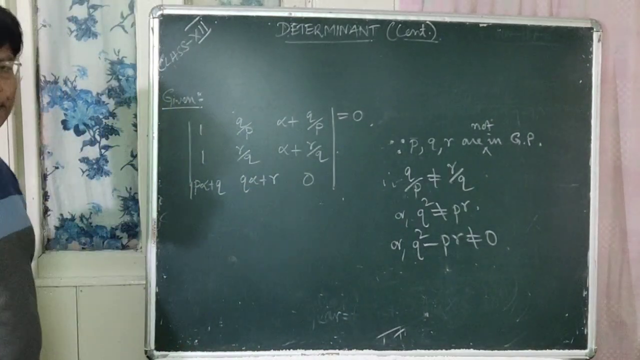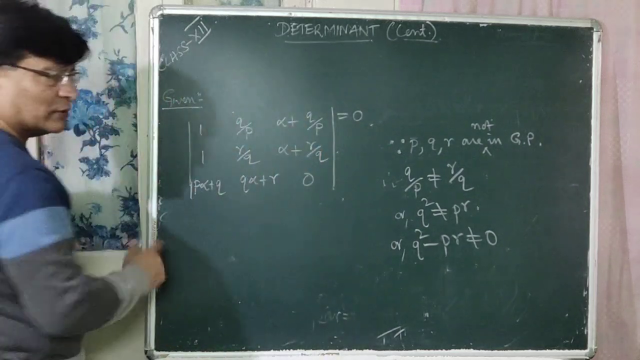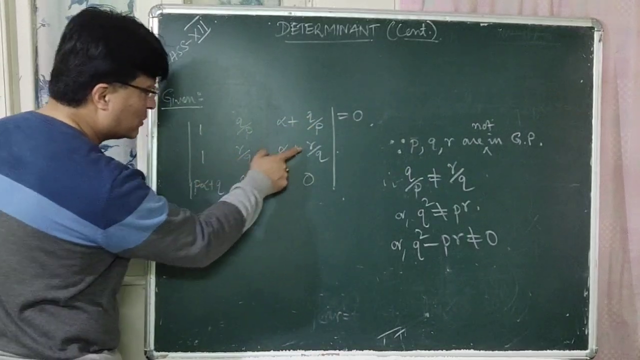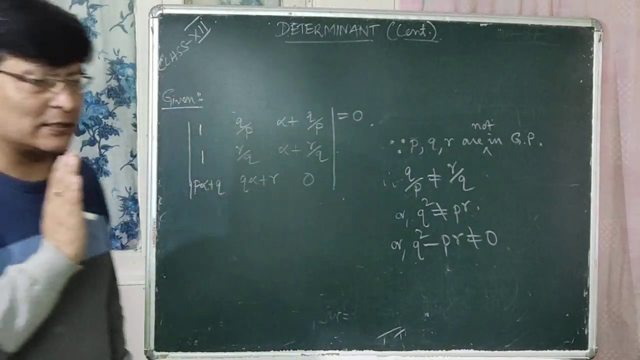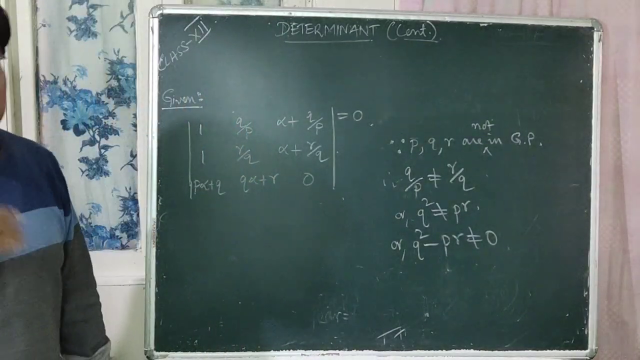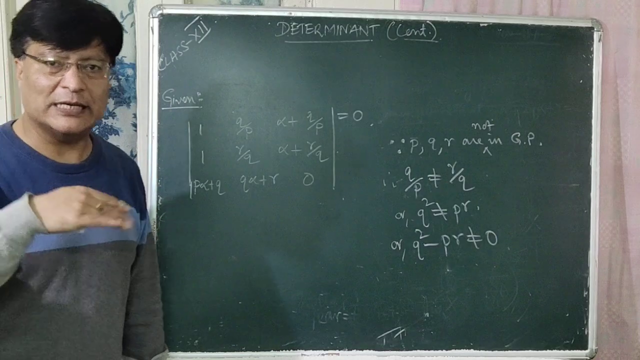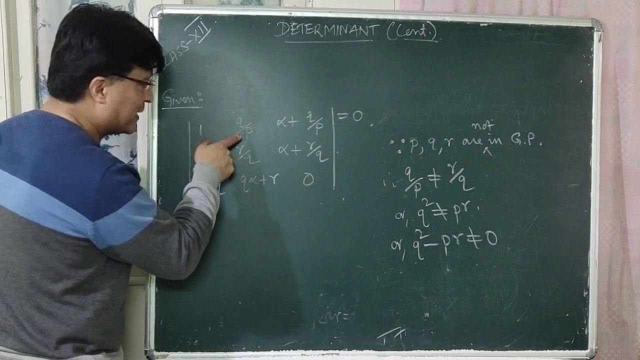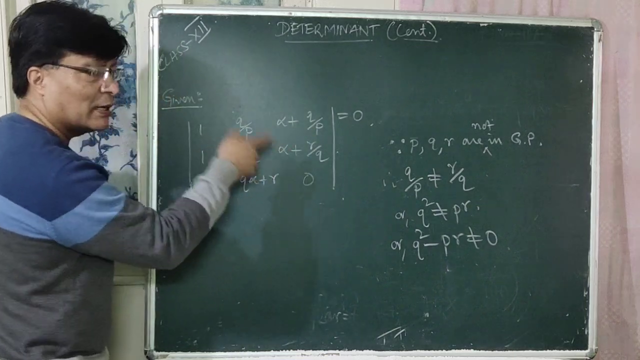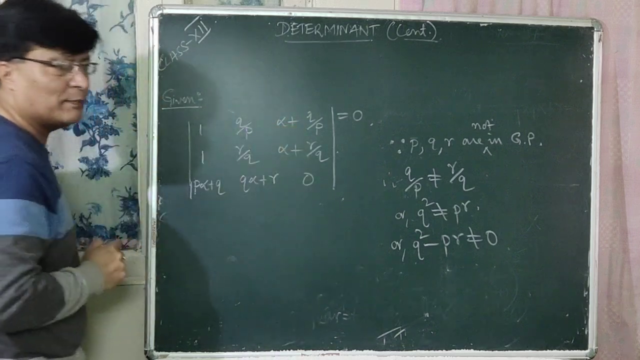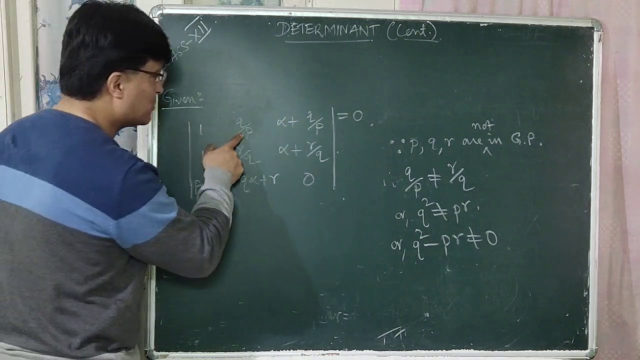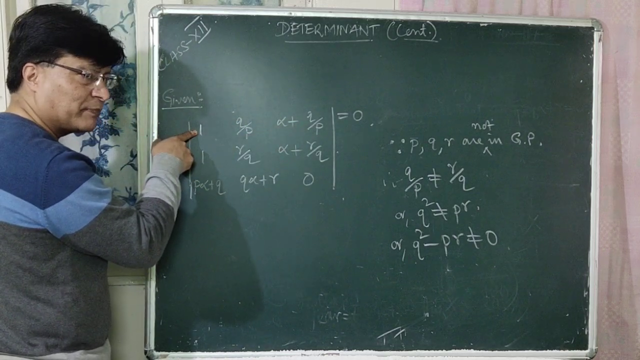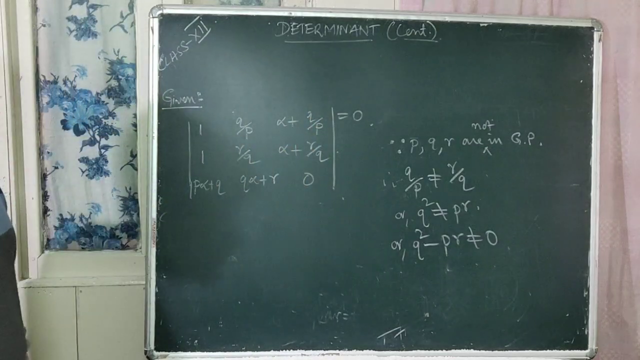Okay, so how can you simplify it? Now in the first row, in the second term there is a fraction Q by P, there is also R by Q. Let us change this fraction into an integer. So we can cancel this P by multiplying this term by P and this term by P. So 1 should also be multiplied by P. So in the first row you have to multiply all the elements by P.